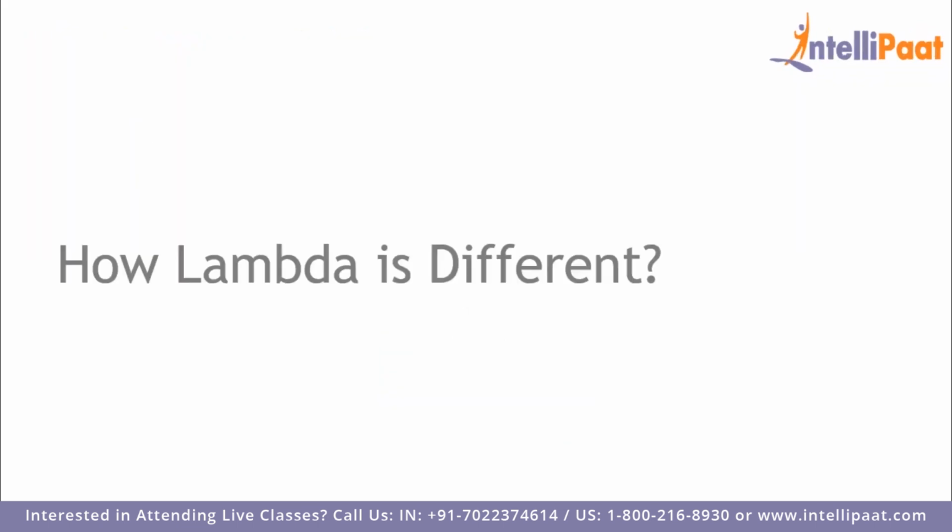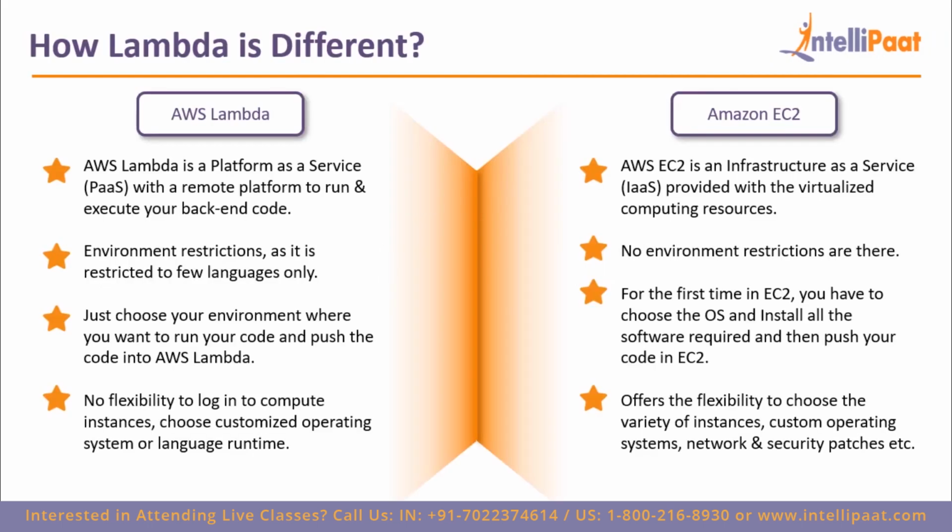Now what distinguishes Lambda from EC2 and Elastic Beanstalk? They all are compute services, right? But there is a difference. Let me give an idea about that. First, let us compare Lambda and EC2. Later we will move on to comparing it with Elastic Beanstalk. Let me start with the first difference. Lambda is a platform as a service while EC2 is an infrastructure as a service. Lambda provides you a platform to run and execute your backend code, but EC2 provides you virtual computing resources. The second difference is that Lambda restricts you to a few languages like Python, Java, C# and a few more. No restrictions in EC2, you can install any software you want in the platform given to you.